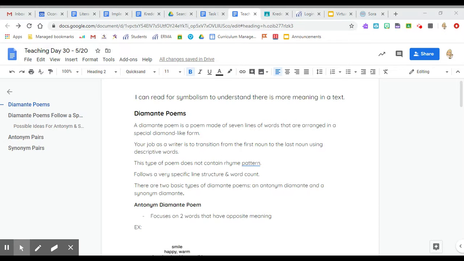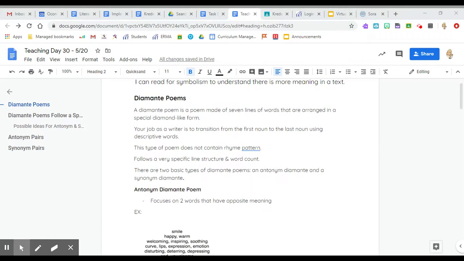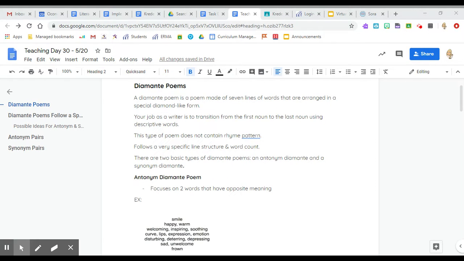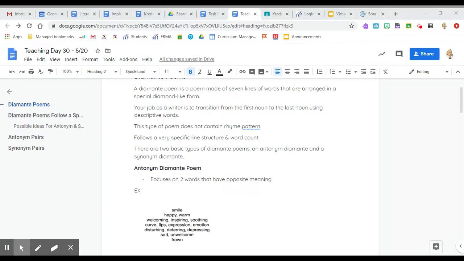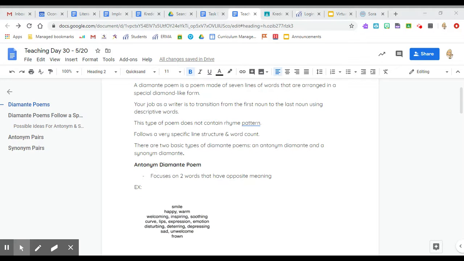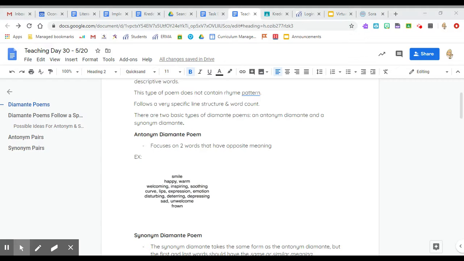You're going to start with one word and a bottom word, and in the middle you're going to build a connection between those two words. It does not follow any type of rhyme pattern, but it does follow a very specific line structure and word count. There are also 2 basic types of diamante, an antonym and a synonym. We've talked about antonym and synonym. Antonym means opposite, synonym means the same. Looking at these examples, antonym focuses on 2 words that have opposite meanings.